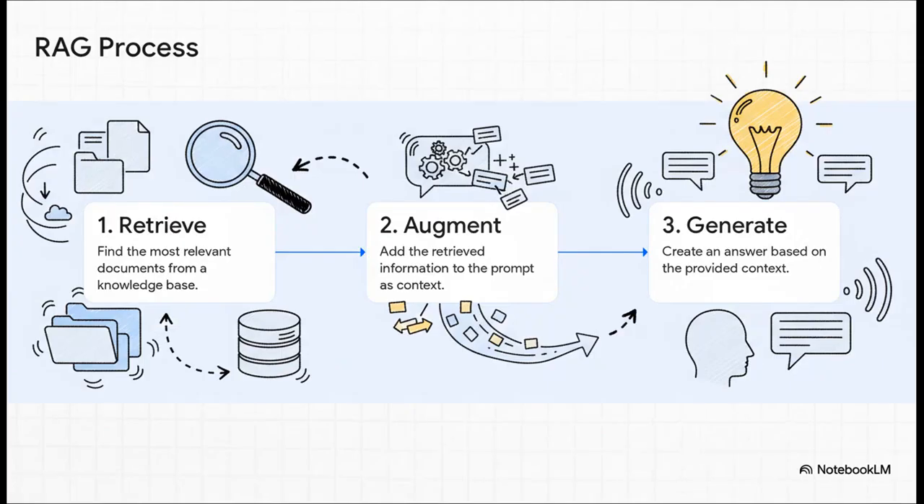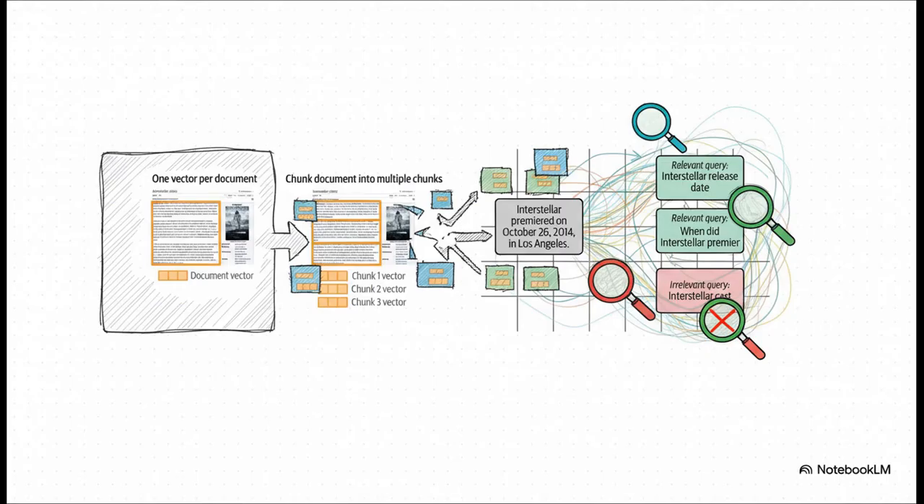So how does this open book test actually work? Well, it's a super clean 3-step play. First, the system retrieves the most relevant facts it can find from a specific knowledge base. Second, it augments your original prompt, basically stapling those facts to it as context. And finally, and this is the important part, it tells the model to generate an answer using only the information it was just given.